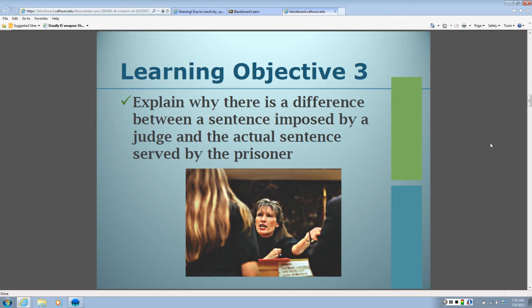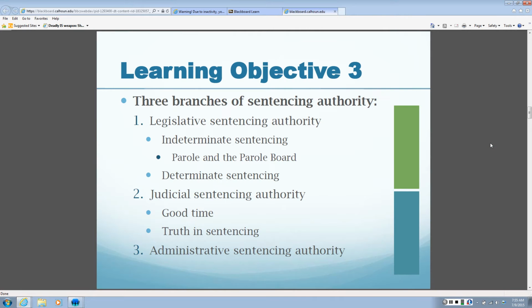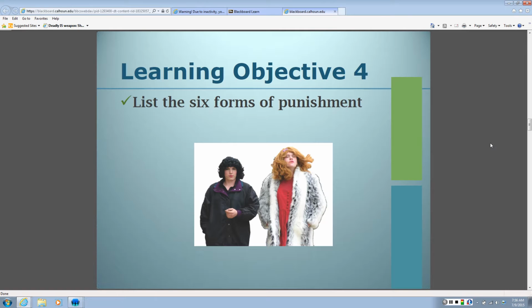All right, and that's exactly why Learning Objective 3 says there is a difference between a sentence imposed by a judge and the actual sentence that's served by the prisoner, and that's because of overcrowding. It's because of the state corrections policy, whatever the type of sentencing they have in that particular state. All of those things work together to come out to what the sentence will actually be.